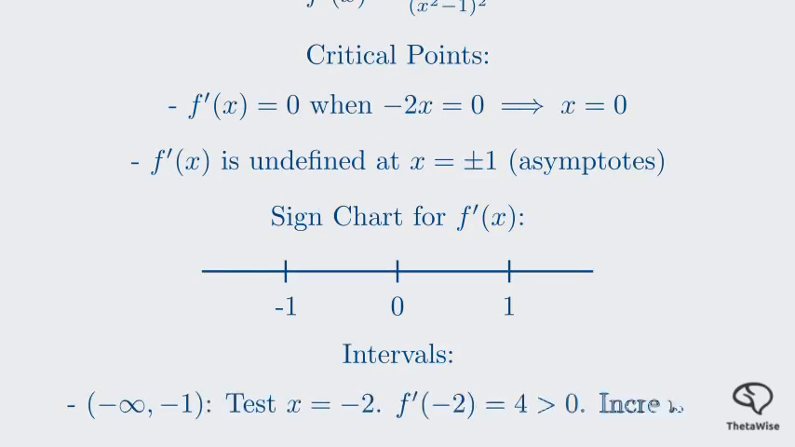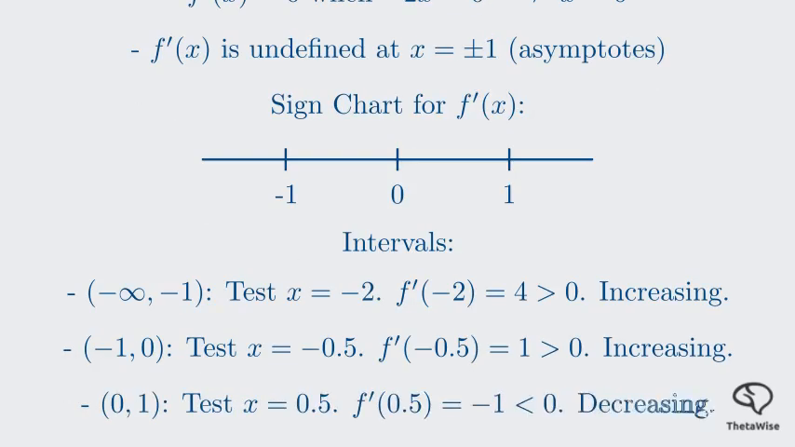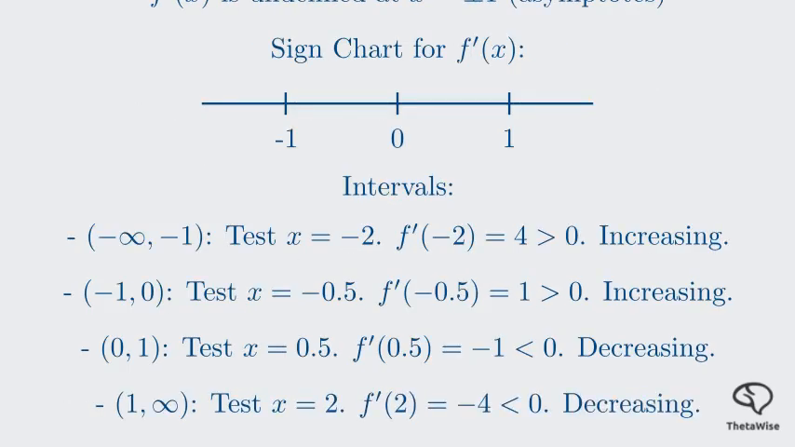In the first interval, negative 2x is positive, so the function is increasing. In the second, it's positive, so it's increasing. In the third, it's negative, so it's decreasing. And in the fourth, it's negative, so it's decreasing.